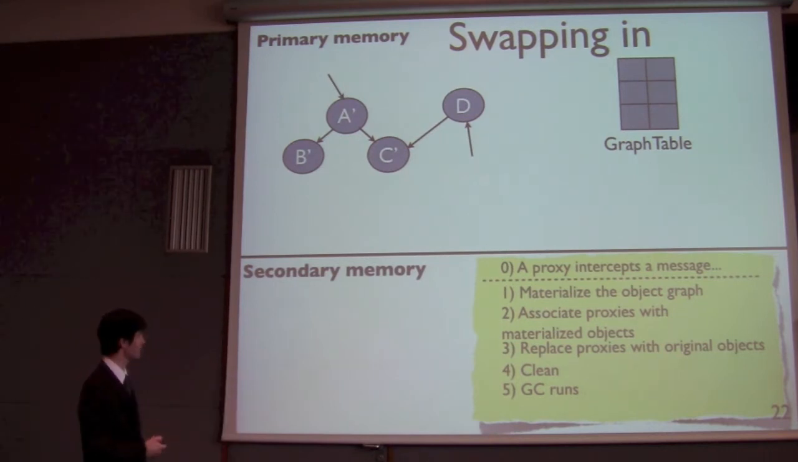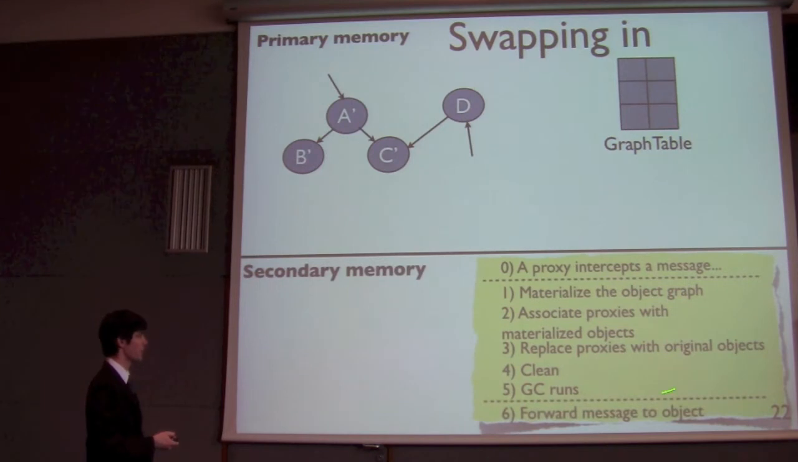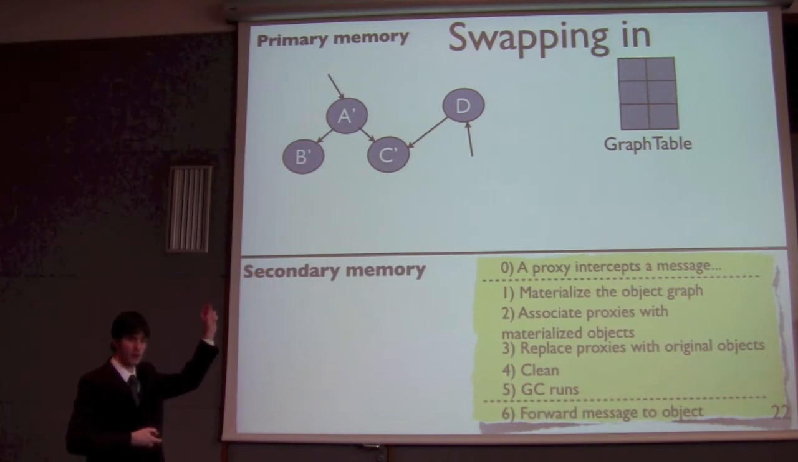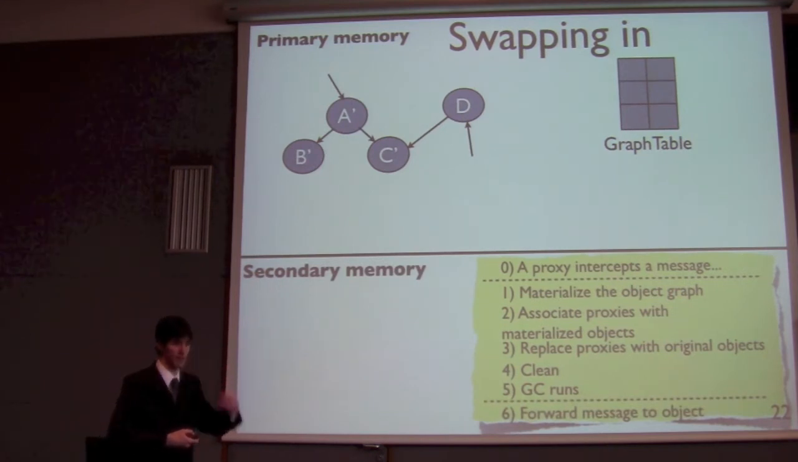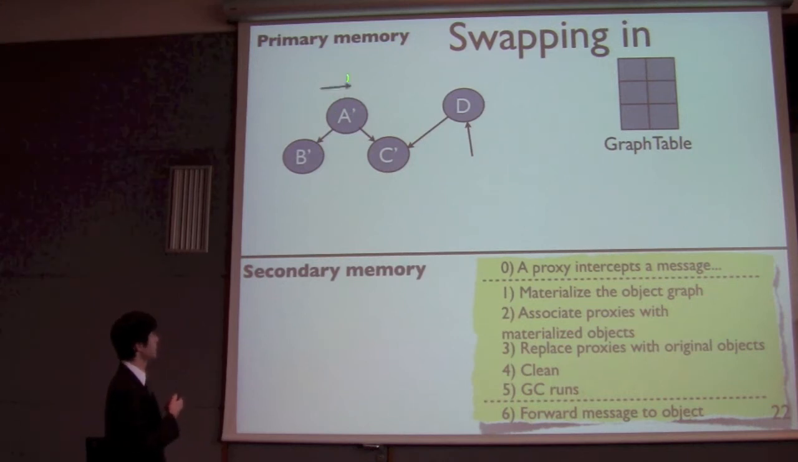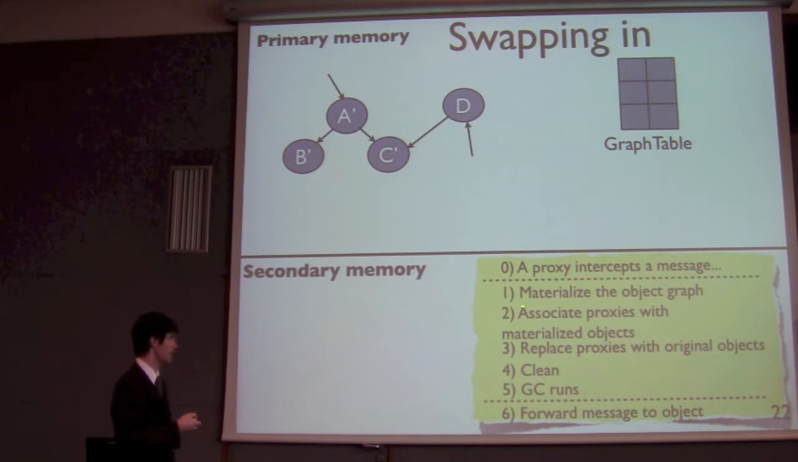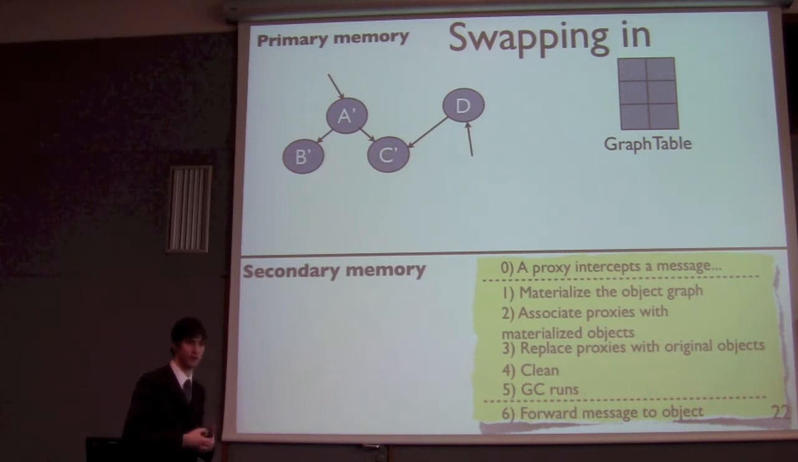Okay? And finally, once we have finished, we need to forward the message that was intercepted by the proxy to the object that we have materialized, which in this case is PA. Okay? Step 0 and step 6 are from the proxy toolbox, and steps 1 to 5 are from the object graph swapper.